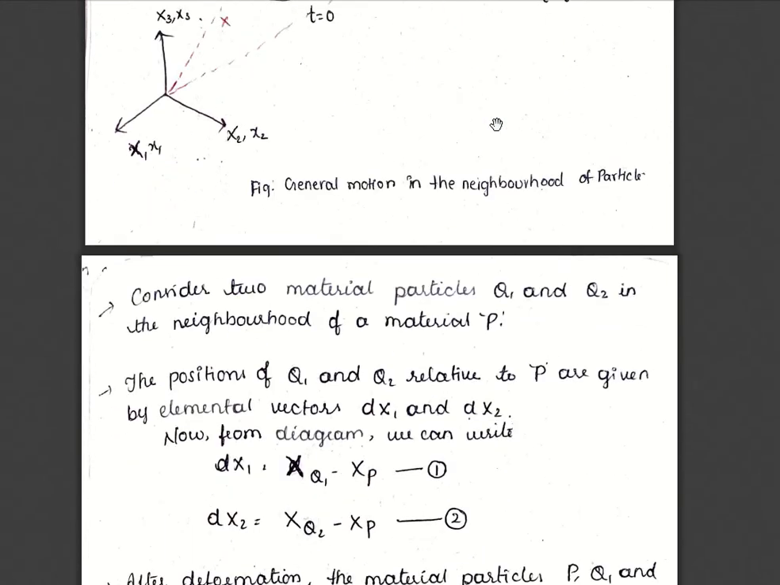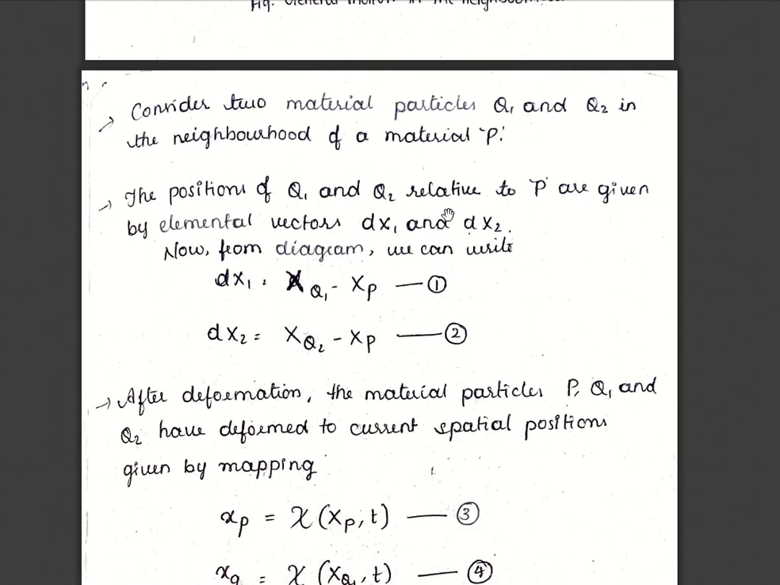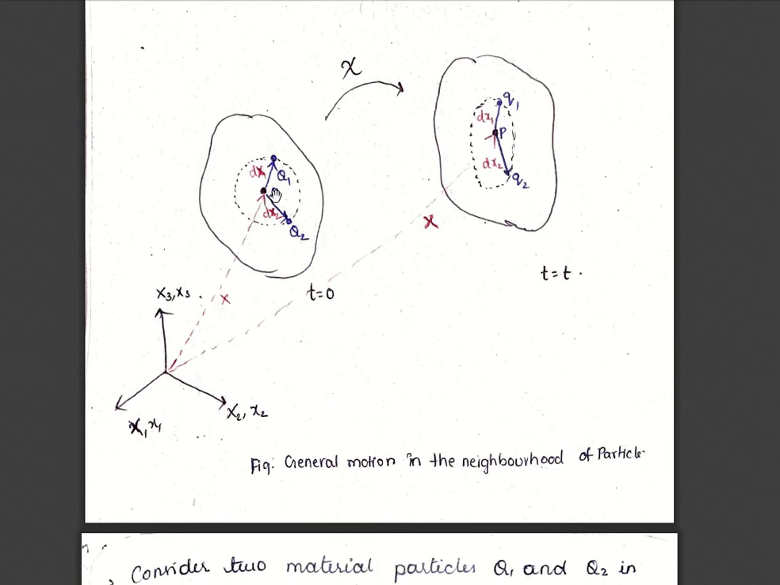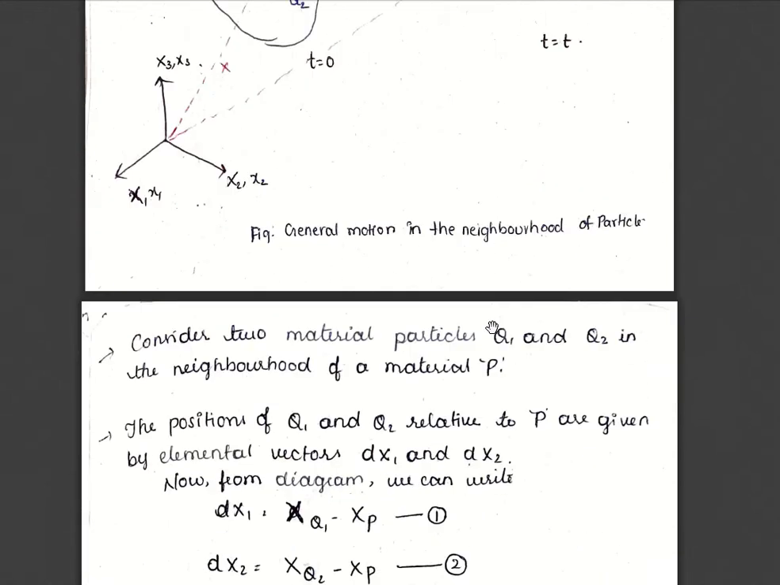Consider two material particles Q1 and Q2 in the neighborhood of the material point P. So we are now concentrating on the point P and its surrounding part. In that surrounding part we take two more points, Q1 and Q2, at distances dX1 and dX2 from P. This is also the same after deformation. It will be a little deformed and all the parameters are the same, but they are represented in lowercase letters.